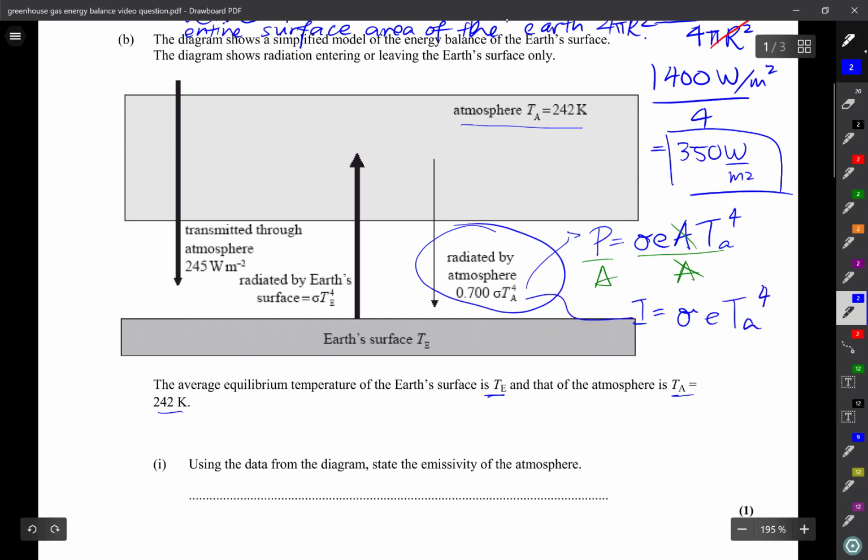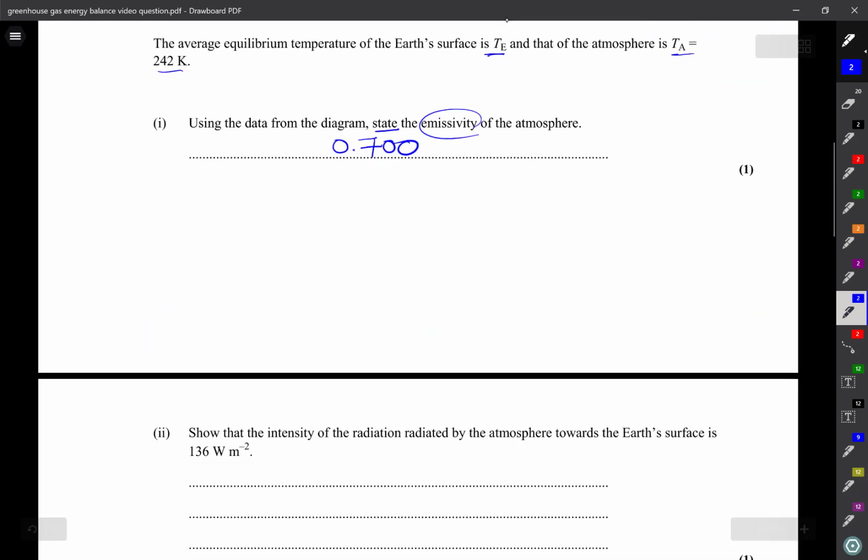Now, take a look at the equivalency here. You have the Stefan Boltzmann constant, TA to the power 4, which means 0.700 must be the emissivity of the atmosphere. So all you have to do is state, which means you don't have to reason why. You just have to write down this value. And for the emissivity, it has no units, so no units are needed here. Moving on, only 1 mark.